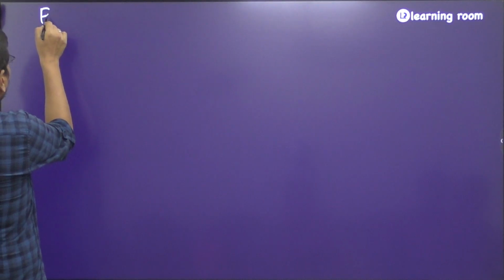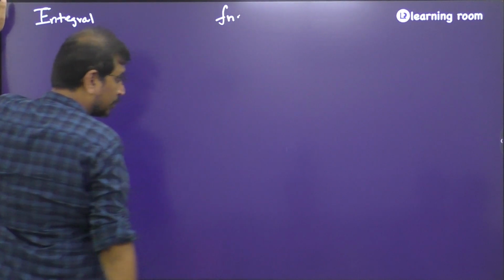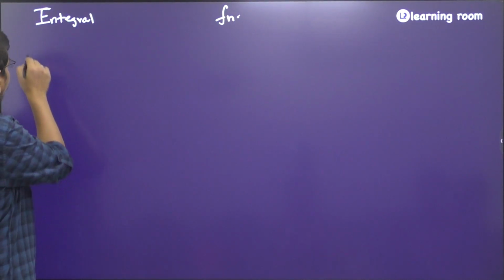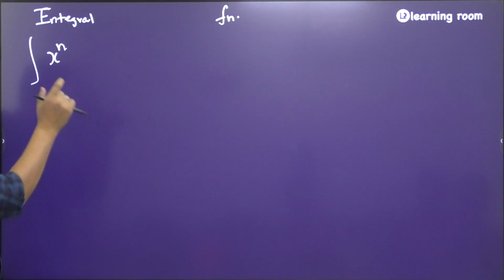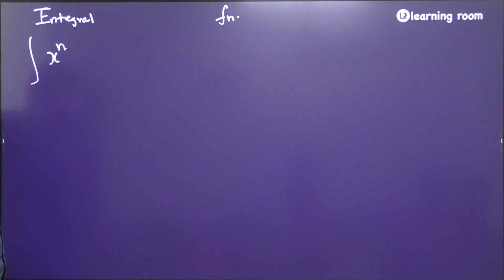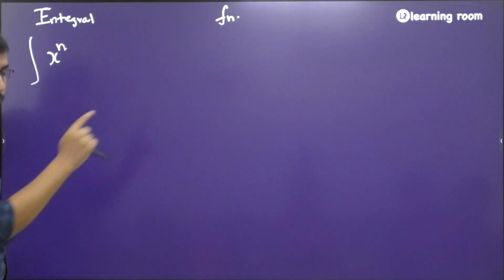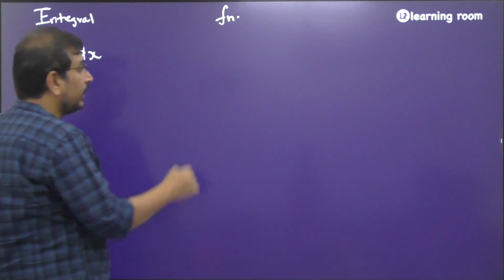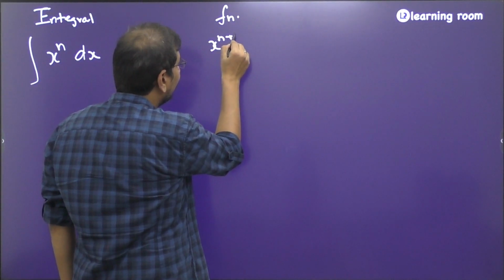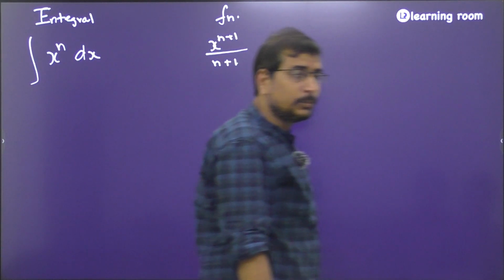So here I will take the integral, and here I'll get the function. Okay. So integral of x power n. If somebody gives you a question like this, it is meaningless. So you need integral of x power n with respect to which variable? So it is dx. So integral of x power n dx is going to be equal to x power n plus 1 divided by n plus 1, right? So this is a point to be noted.